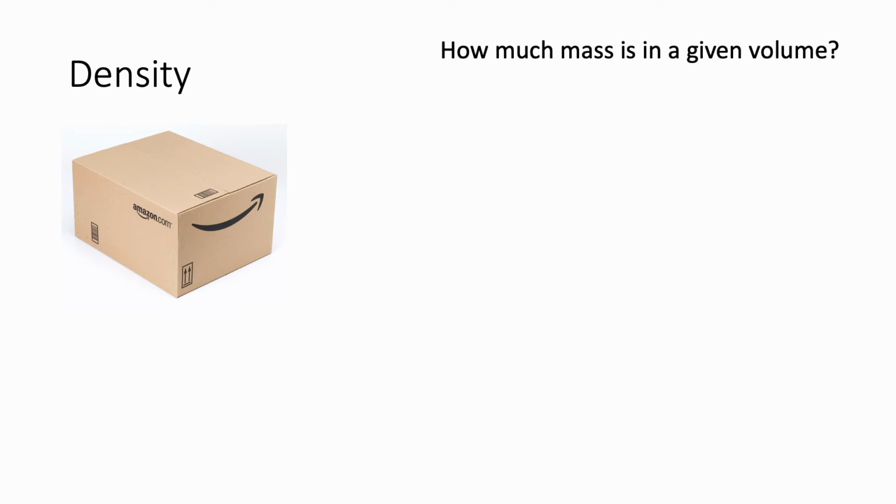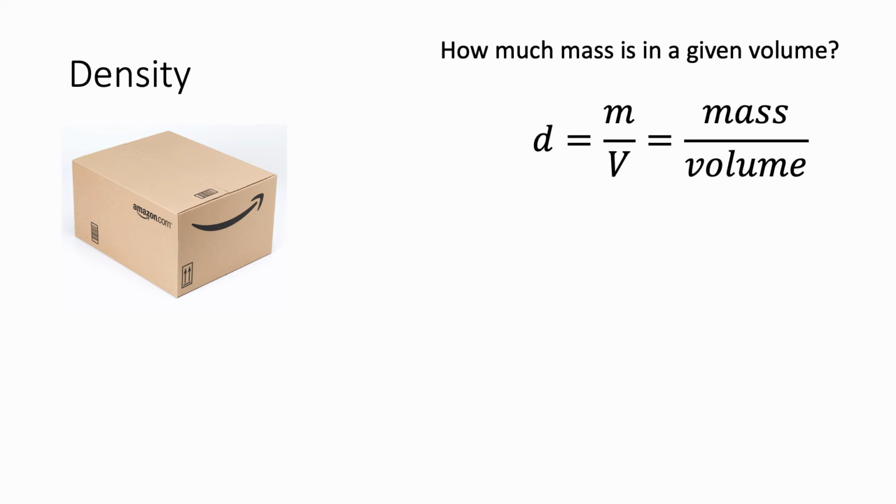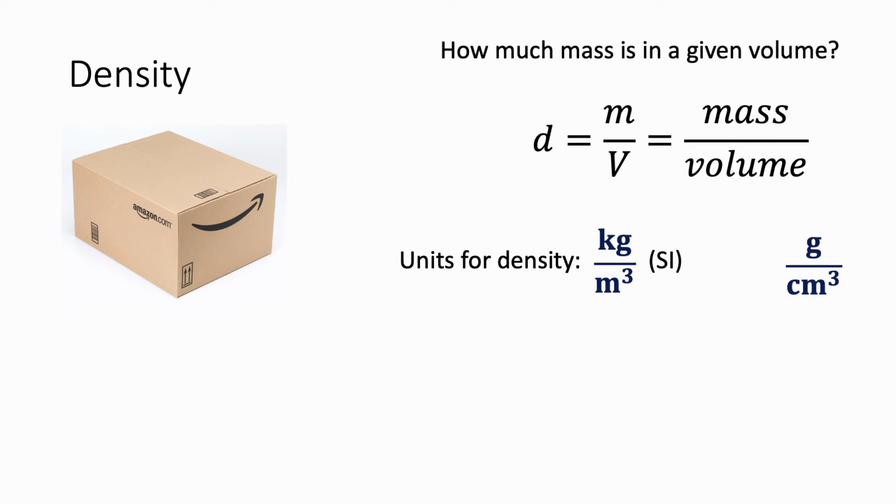So how much mass is in a given volume? That's what density tells us. And so the way we define density is mass divided by volume. Well, what are the units on that? The units of mass are kilograms, and the units of volume are meters cubed if you're talking about the SI system of measurement. But like I said, a cubic meter is a huge box. I don't think I've ever seen an Amazon box that big. So a lot of times in chemistry and other environments, we talk about grams per cubic centimeter. And that's what you're going to be seeing a lot of.